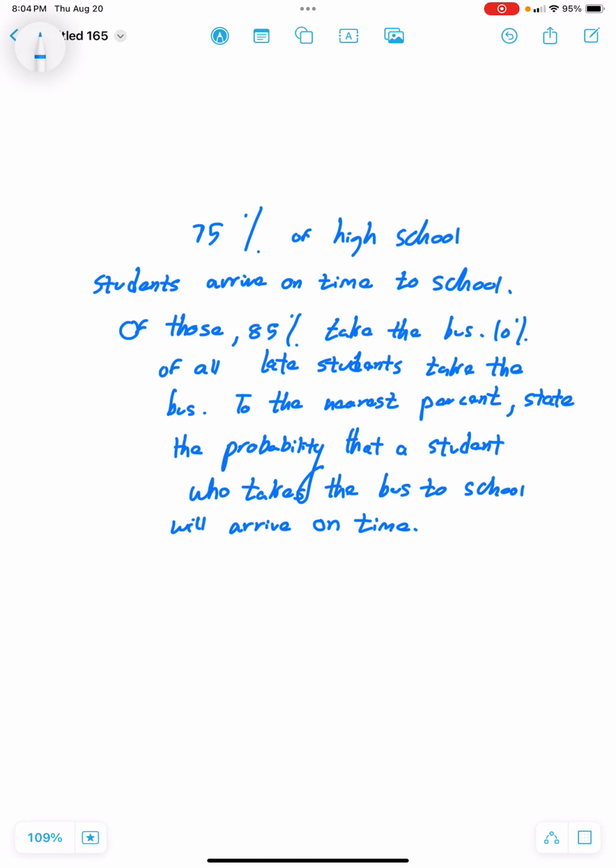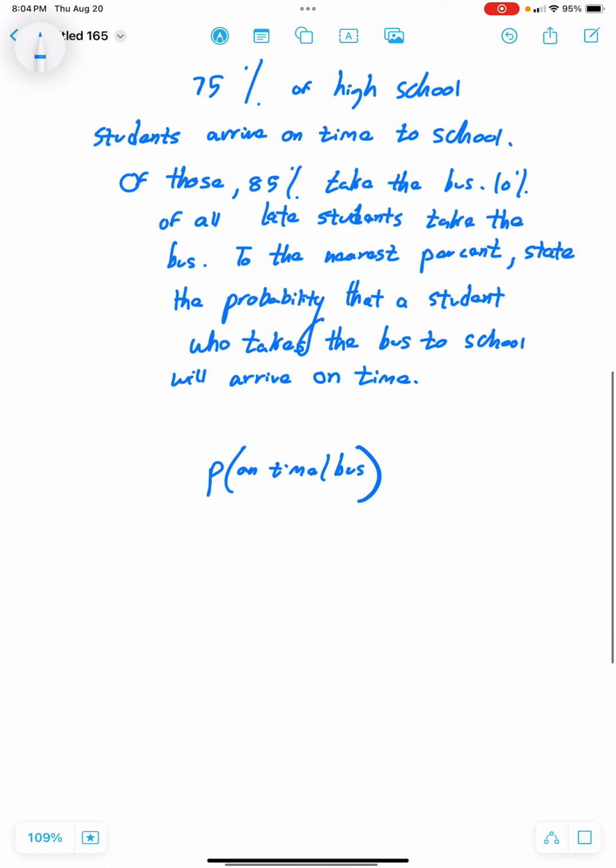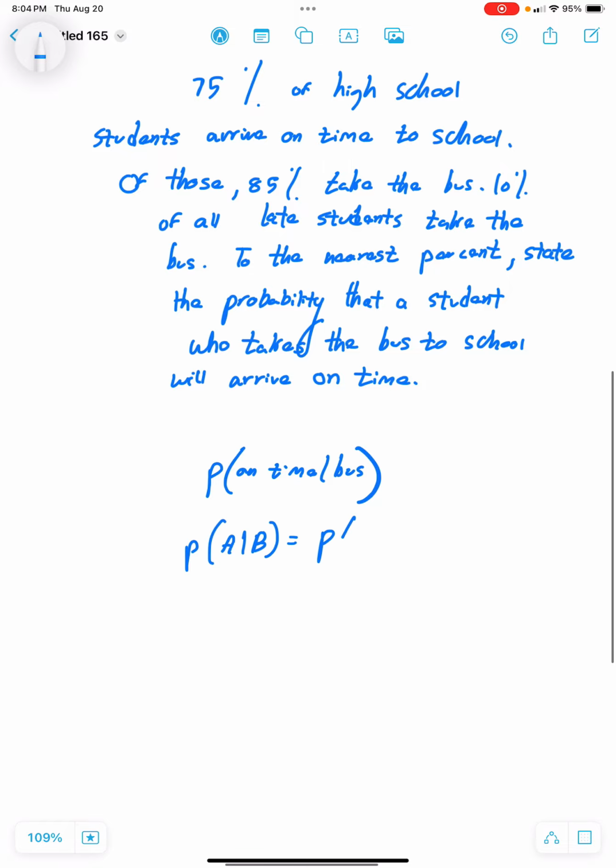So essentially what this question is asking for is, what is the probability that, given a student takes the bus, they are on time? So I can write this as P of on time given they take the bus. Now, according to Bayes' theorem, the P of A given B is equal to the P of B given A times the P of A over the P of B. Okay?